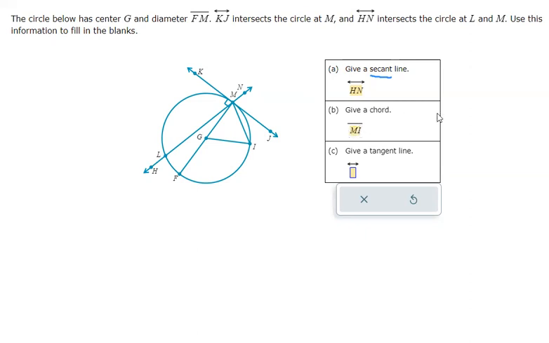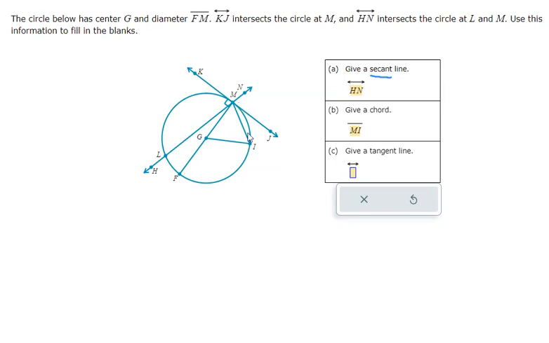So the chord is just a segment, part of the line that is on the circle when you connect 2 points. Like this is a point on the circle, this is another point on the circle. When you connect 2 points that are on the circle, the segment that you get is called a chord. So MI is one of them. And even F to M, which is the diameter of the circle, FM is also a chord, which is the longest chord.